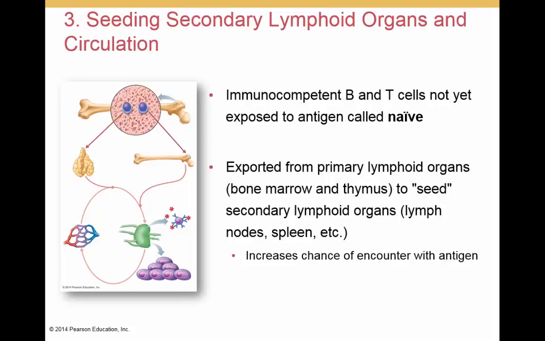See if they find or are exposed to antigen that they have been trained to attack. So they're exported to the primary lymphoid organs, bone marrow, thymus, to seed into the secondary lymphoid organs, lymph nodes, spleen, etc. And this will increase the chance of encounter with antigen, because as all that lymph flows through all these lymph nodes, hundreds and hundreds of them, we've got a good shot of coming across antigen that should not be there.